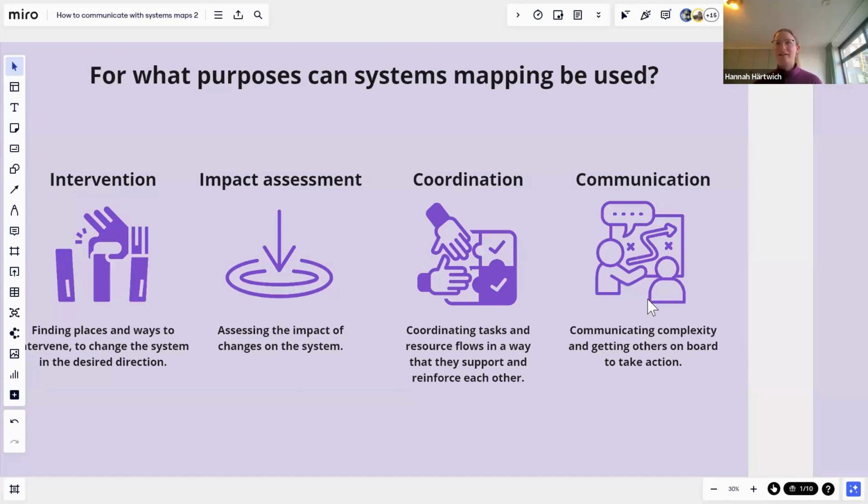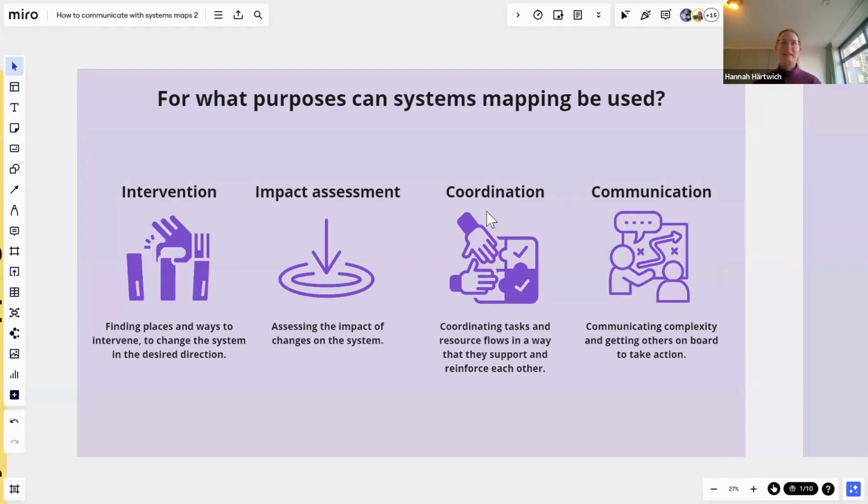And then finally, more pure communication. We might have to really communicate to others, okay, what is this complex system all about? What are the actions that we want to take here? And how can we bring these people on board to take these actions together?